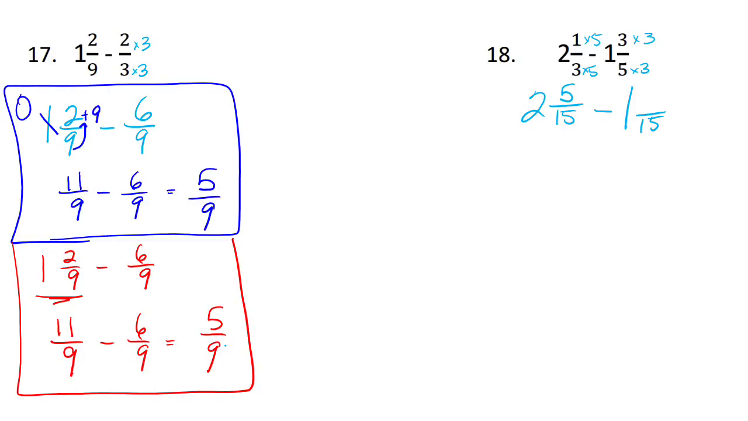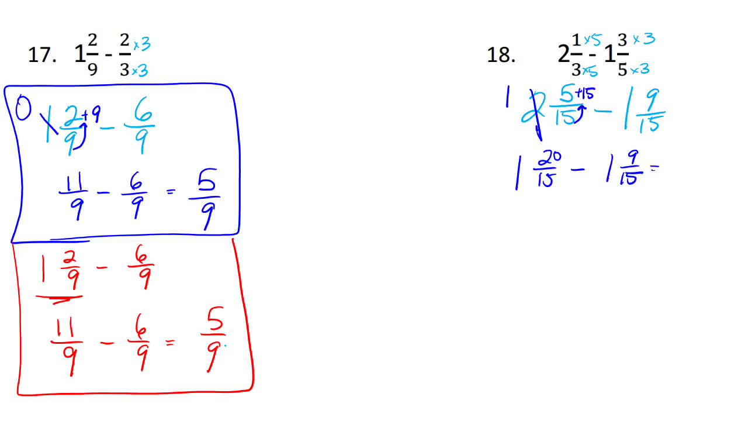So you can see the steps on the screen of what I'm doing. I'm going to show you both ways on how to do this. First way is borrowing from the whole. So what we do is let's borrow a whole from our 2, to be a 1. We take our denominator, which is 15, and add it to the numerator. So we have 1 and 20/15 minus 1 and 9/15.